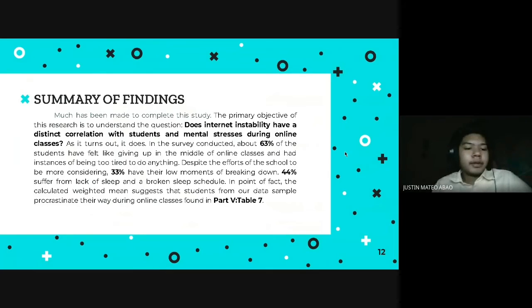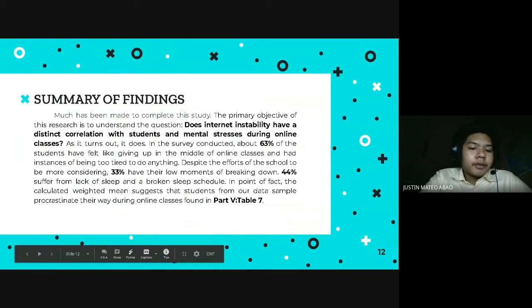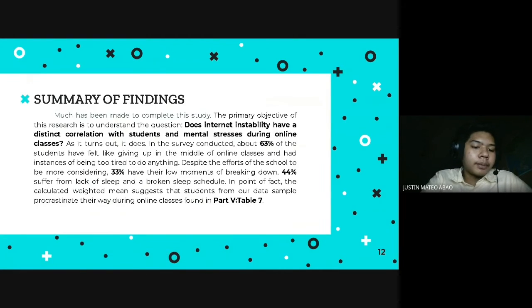Summary of findings. This chapter summarizes the findings of the study. The primary goal of the study is to determine the learner's experience with online learning during the pandemic. The study sought to yield results through a survey, and the following slides then talk about the results and recommendations of the study for future references.